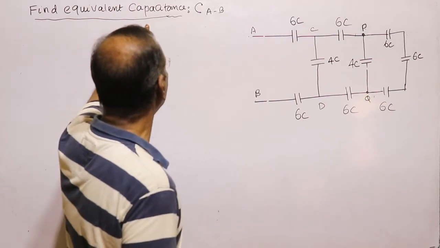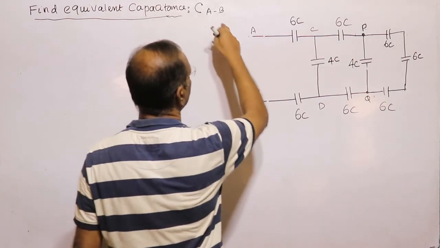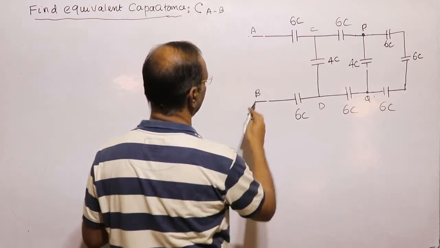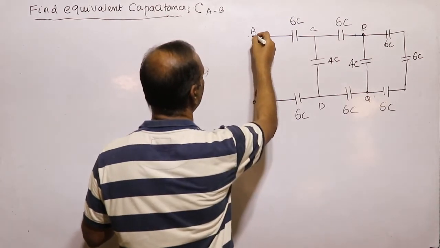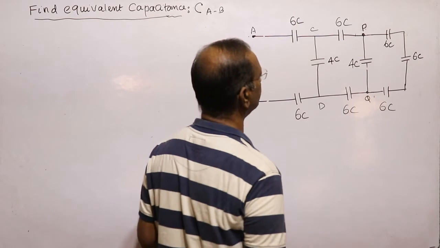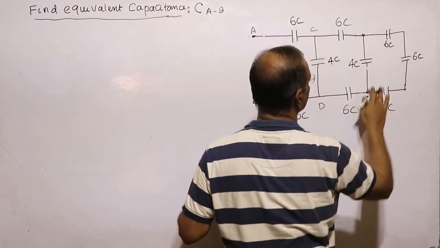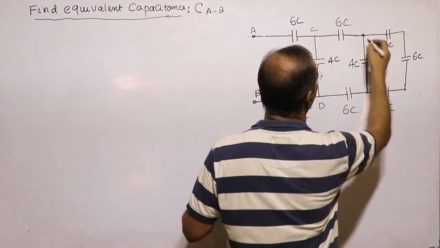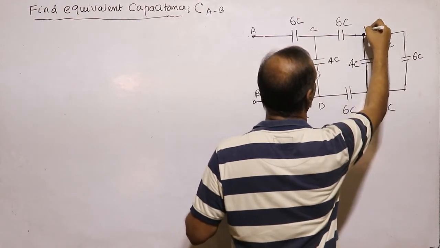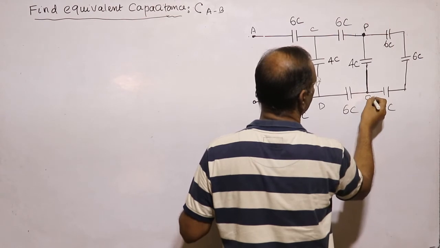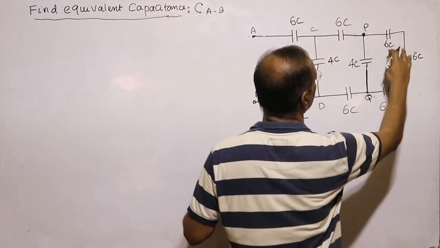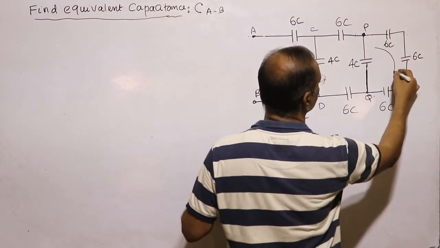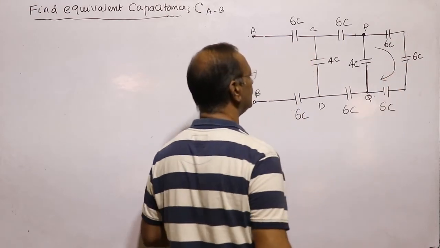Find the equivalent capacitance between A and B. This is what we have to find out. See in this section, there is a capacitor connected here. Now let us take this point as P and this point as Q. It means between P and Q there are 3 capacitors connected in series.